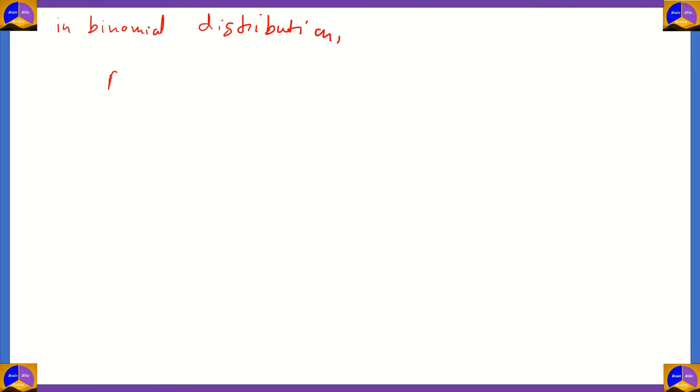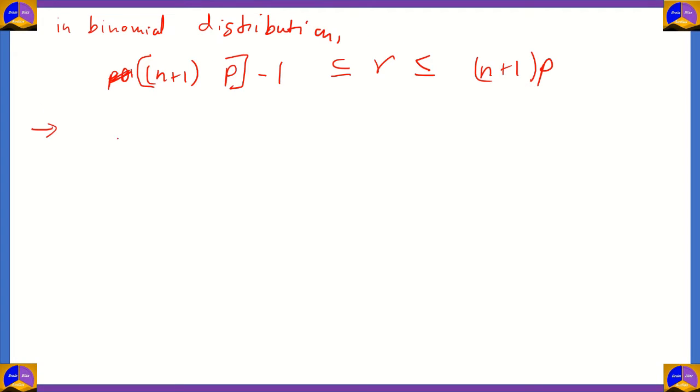we can see that n plus 1 times p minus 1 is less than or equal to the mode, which is less than or equal to n plus 1 times p. So the value of the mode ranges from n plus 1 times p minus 1 and n plus 1 times p. So we know the values of n and p.